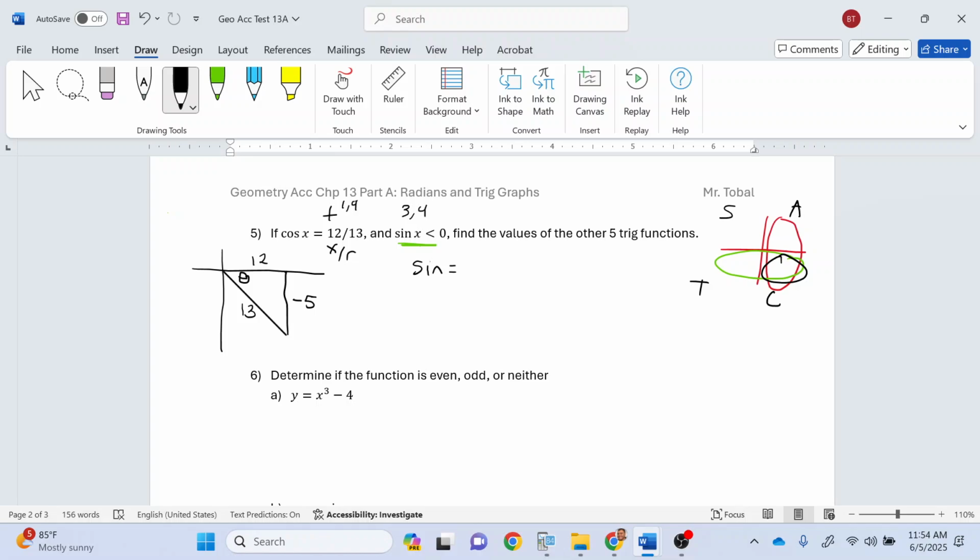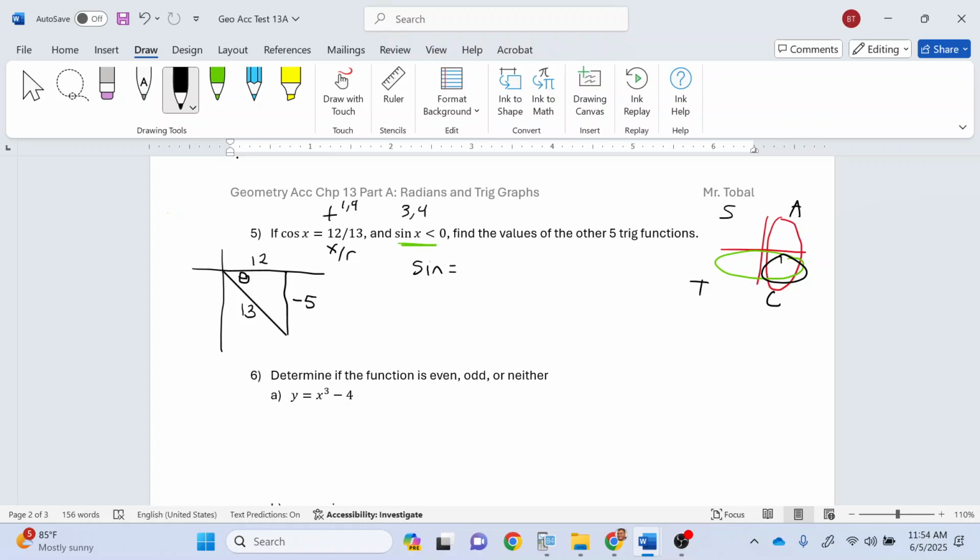13 is not negative because it's in the fourth quadrant. Yeah, because going down is negative. What quadrant? We talked about that.